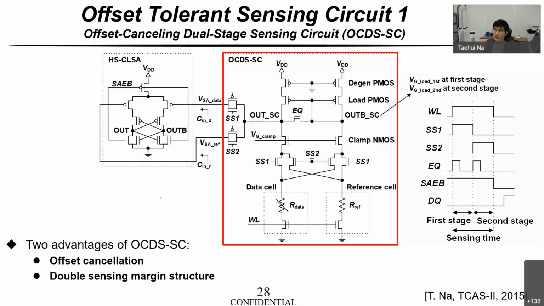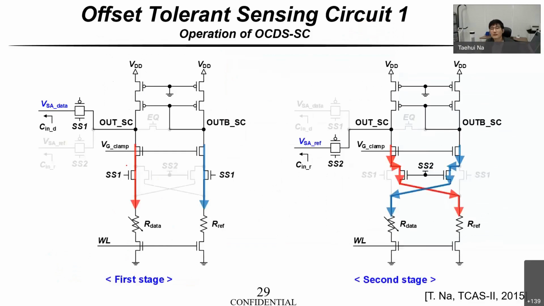To overcome this kind of problem, I'd like to introduce offset tolerance sensing circuits. The first one has two advantages: number one is offset cancellation, and number two is a double sensing margin structure. It would be better to use this slide to explain the circuit operation. The concept is really simple, so you can follow very easily.